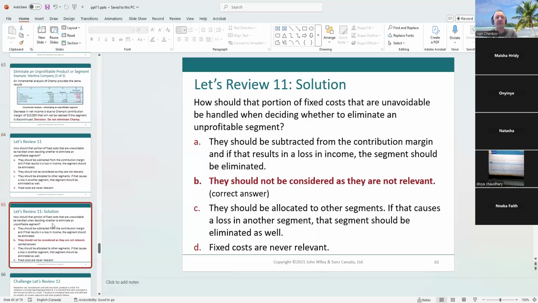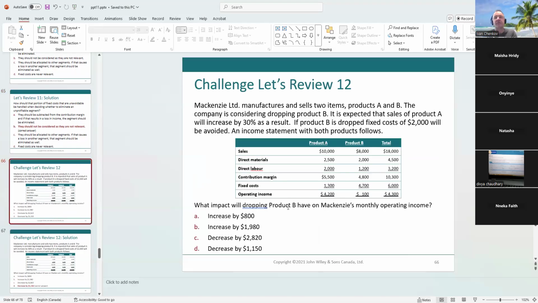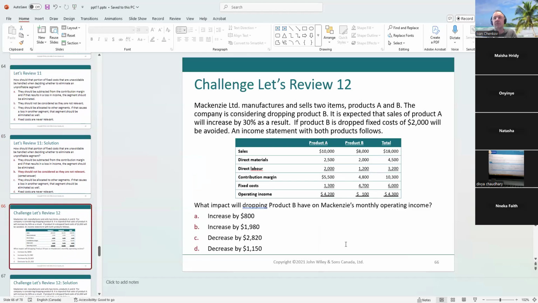Awesome. Let's do the next question now. Oops, this question. In order to do this question, let's move to the Excel spreadsheet.